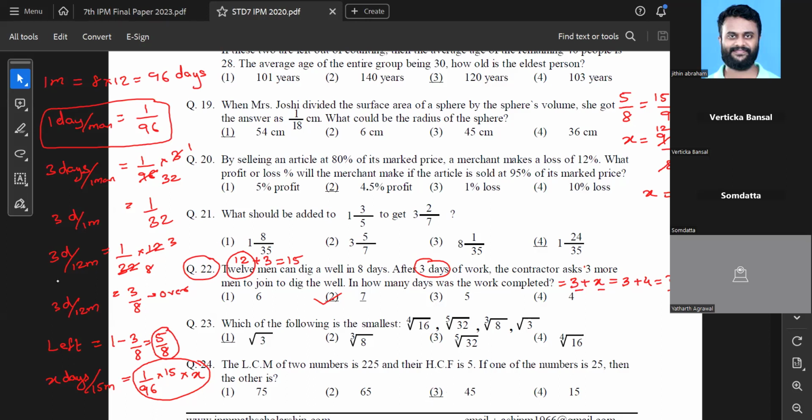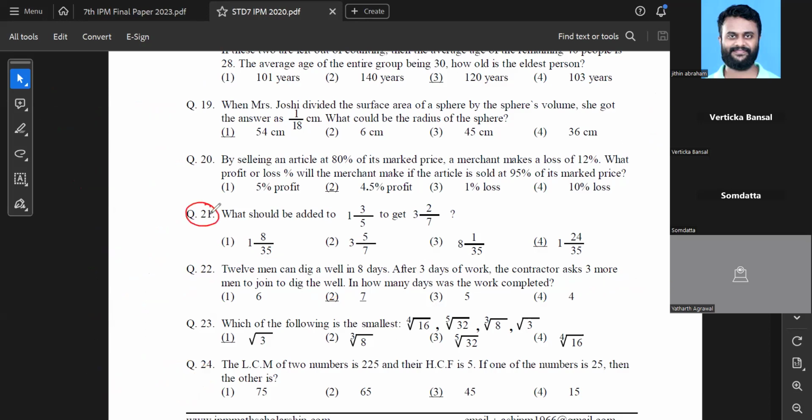Since I've explained this twice, I'm proceeding further. But before proceeding, I'll solve question number 21 once again. So, dear children, what number is to be added? Let me consider that number to be x. This 1 and 3 by 5 can be written as 8 by 5. I'm just writing it directly; detailed solving, you can find in the recording.